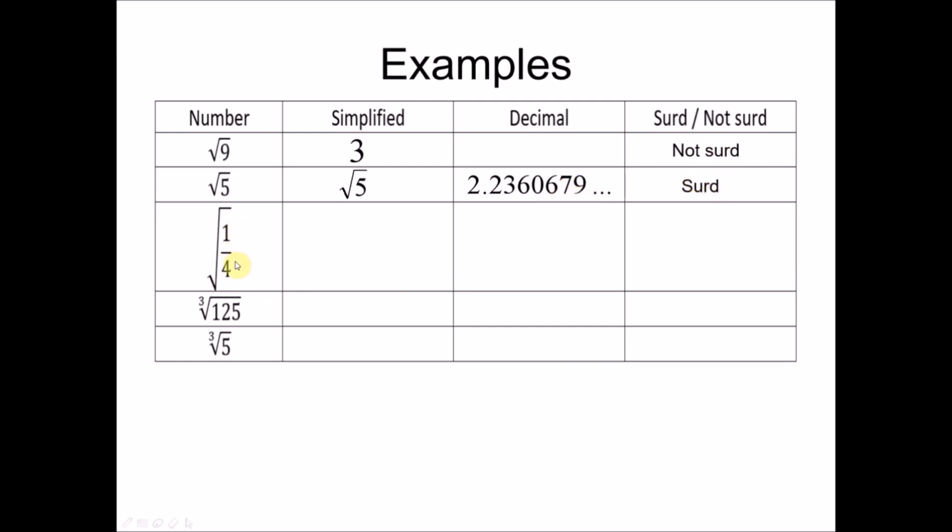Square root of 1 over 4: if you key it into a calculator, you'll find that it can be simplified to 1 over 2. The decimal, of course, is 0.5, hence it is not a surd. The cube root of 125 can be simplified to 5, hence this is not a surd. And lastly, the cube root of 5 cannot be simplified, and when we show it in decimal form, it has infinite decimal places and is non-recurring. So the cube root of 5 is a surd.